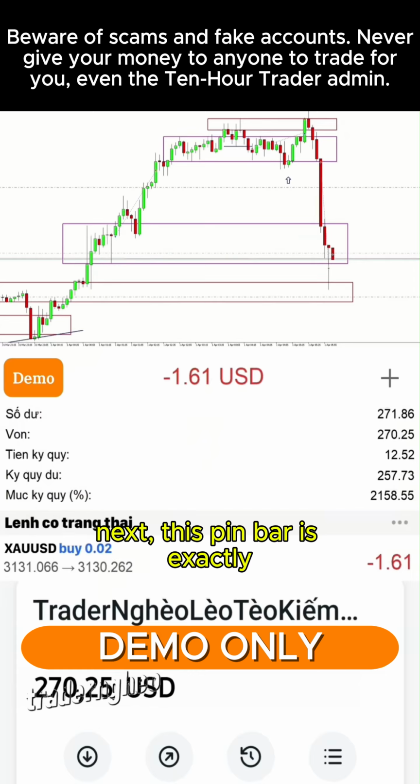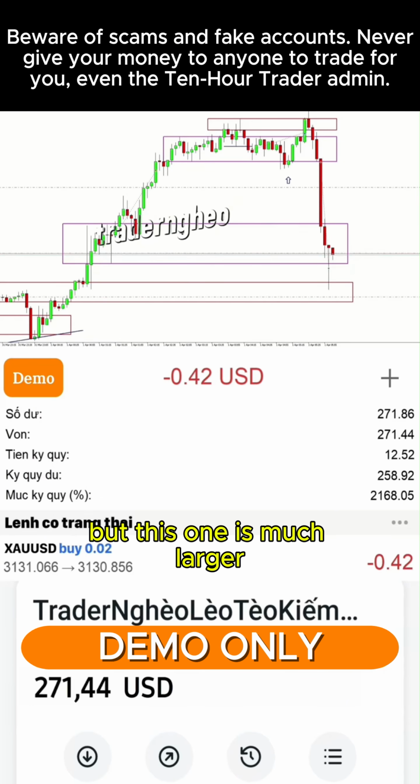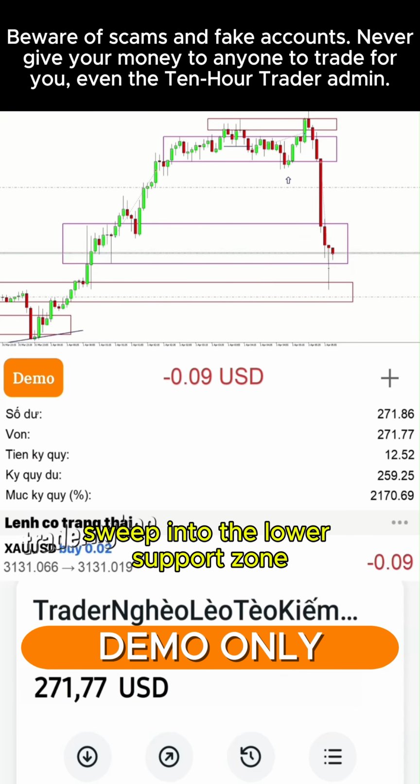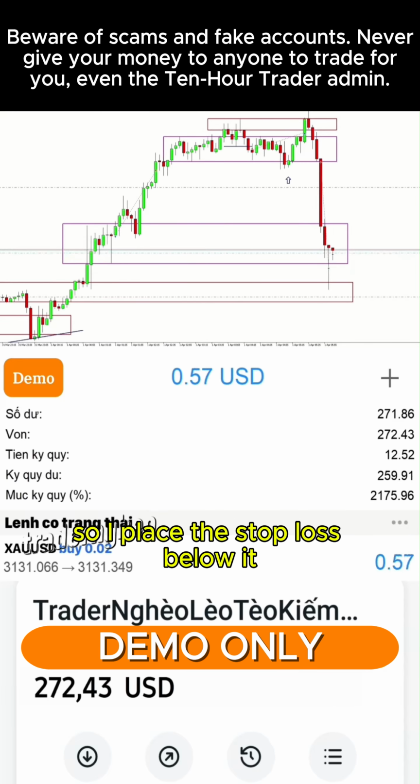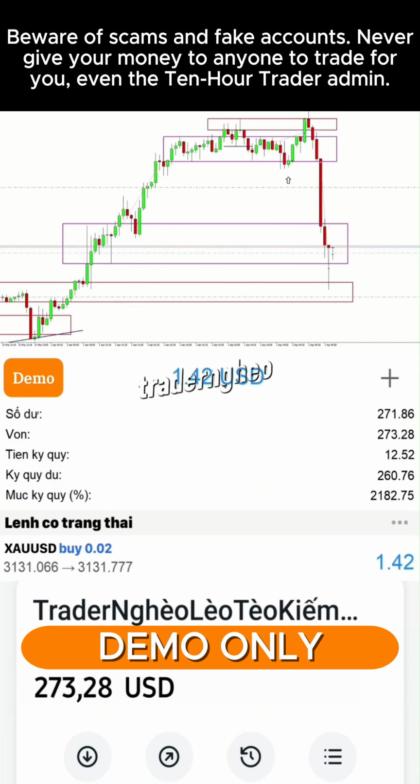Next, this pin bar is exactly like the previous pin bar that I bought before, but this one is much larger, so I buy immediately. There has already been a wick sweep into the lower support zone, so I place the stop loss below it. Take profit is simple. 2R is the easiest target to hit.